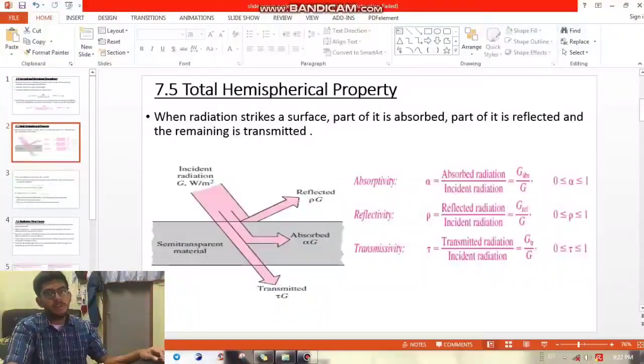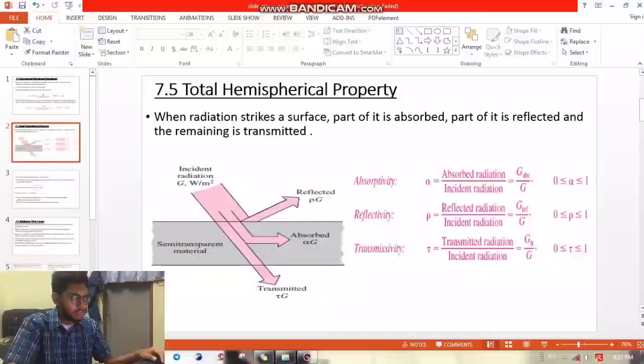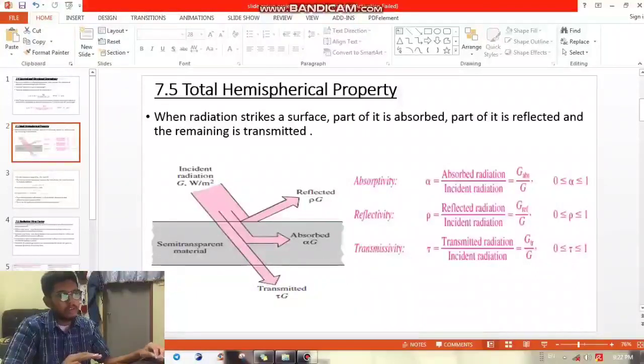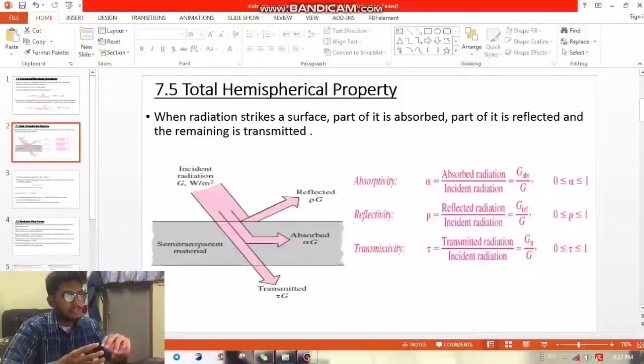Next I will talk about the total hemispherical properties. When radiation strikes a surface, the radiation separates into three parts: the radiation will be absorbed, the radiation will be reflected, and the radiation will be transmitted into the ground. These are the formulas involved in these three parts.